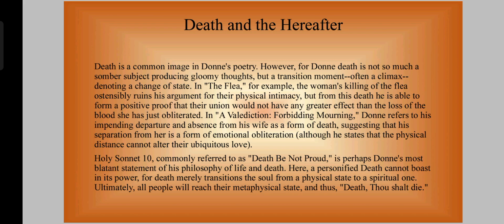In "A Valediction: Forbidding Mourning," Donne refers to his impending departure and absence from his wife as a form of death, suggesting that his separation from her is a form of emotional obliteration. Although he states that the physical distance cannot alter their ubiquitous love.